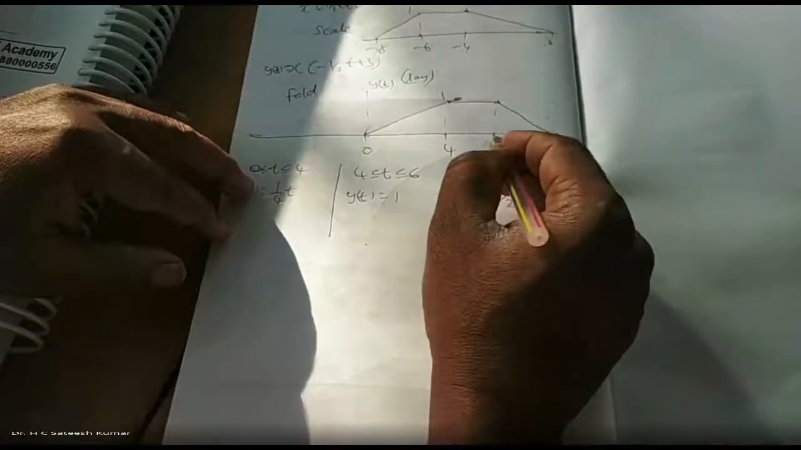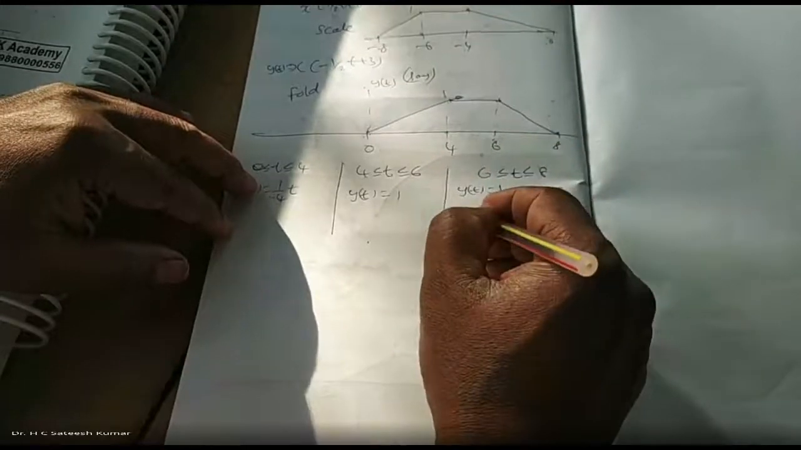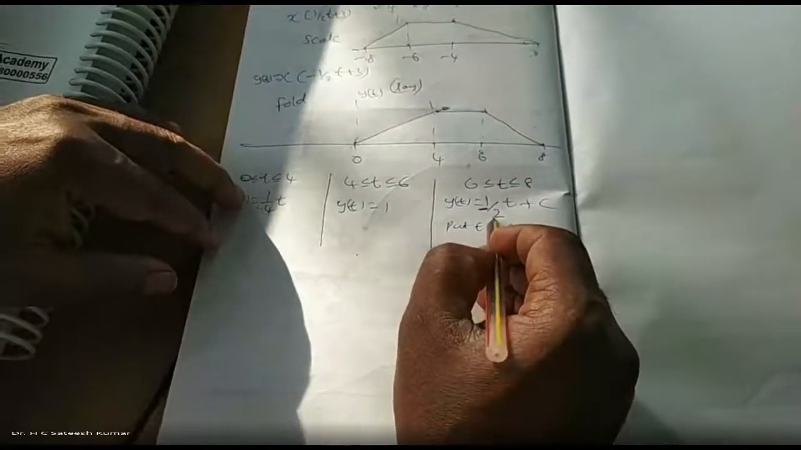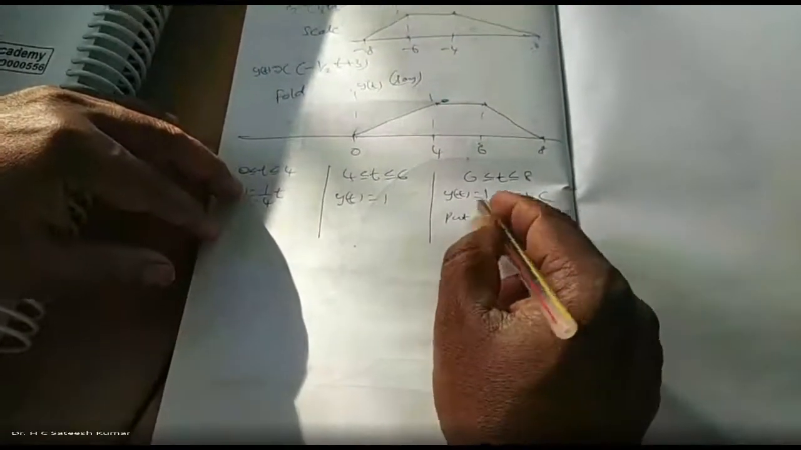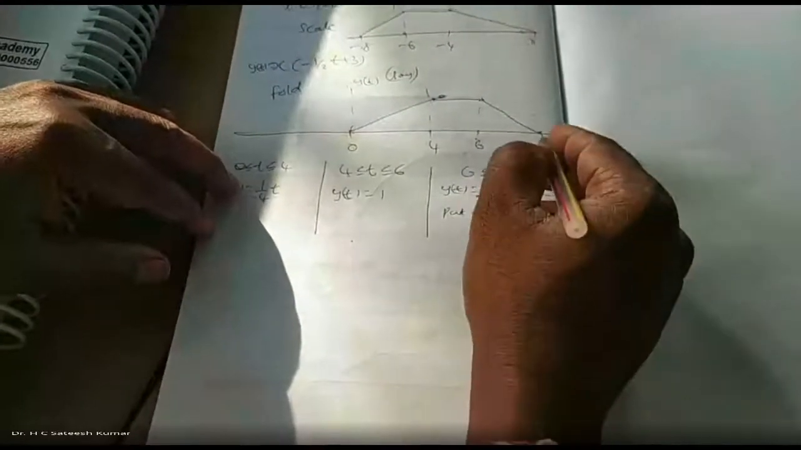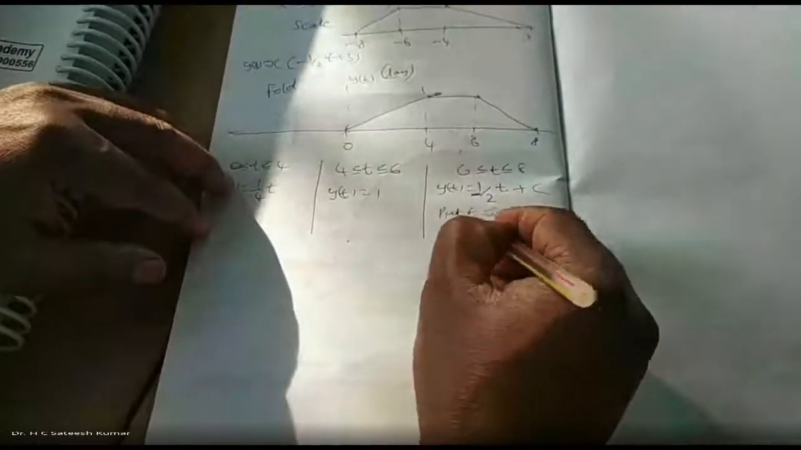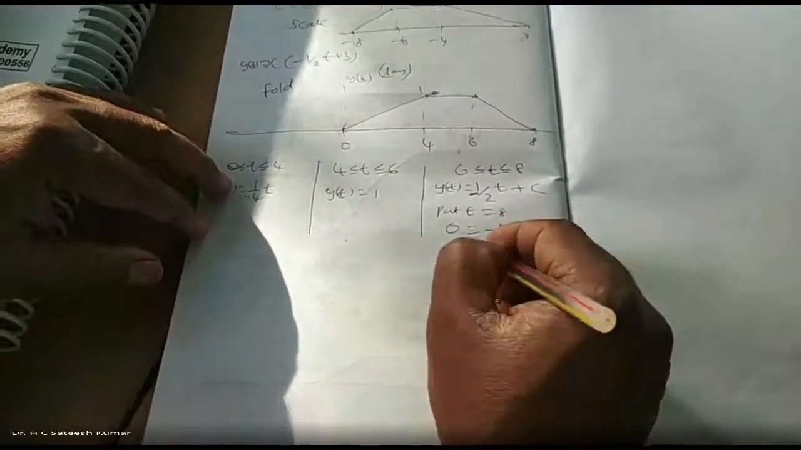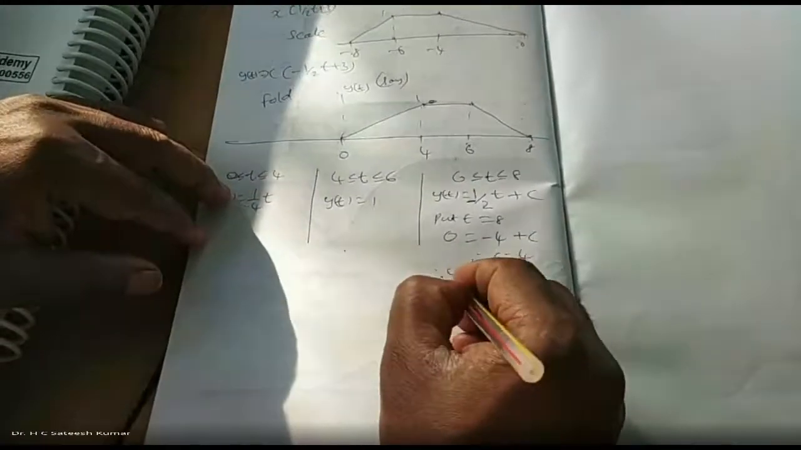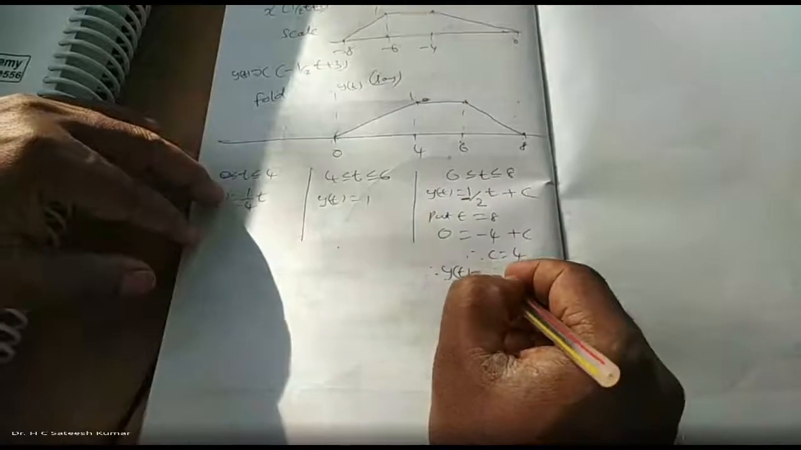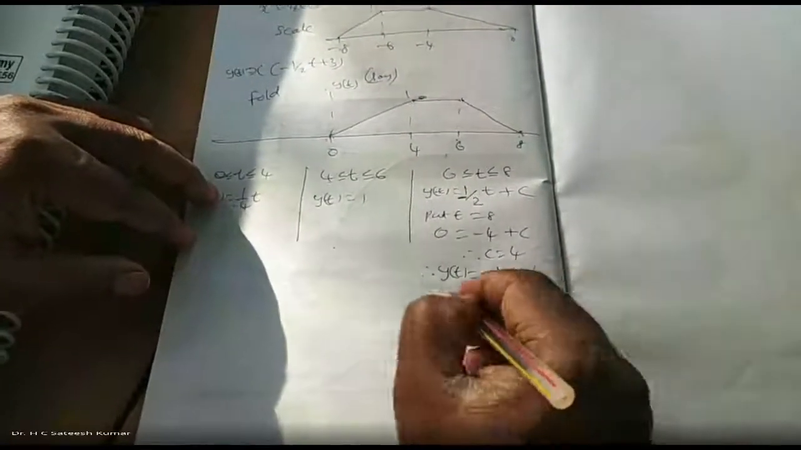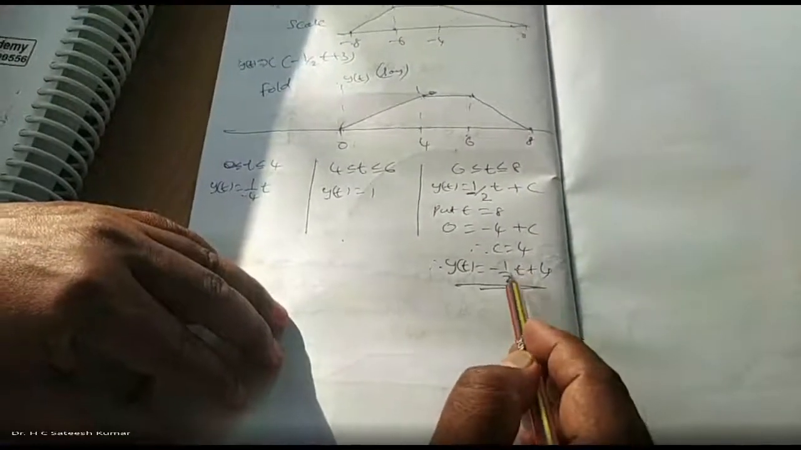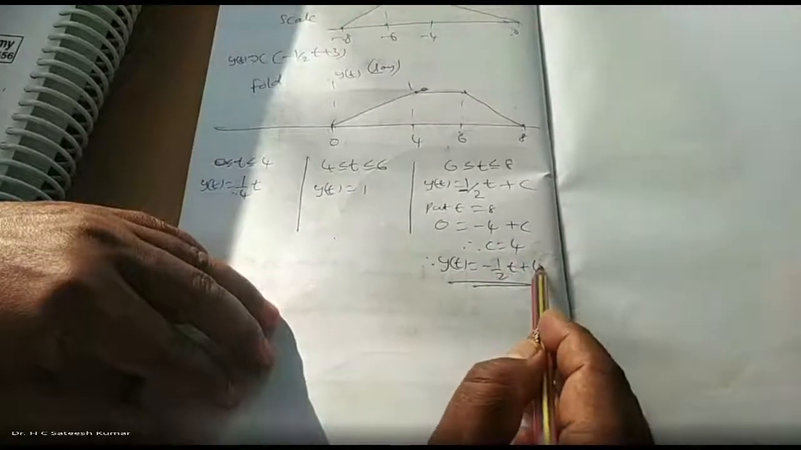Give any of the values, either 6 or 8. Easiest one is 8. Put t is equal to 8. When you put t is equal to 8, 8 divided by minus 2 means minus 4. At 8, what is the value of y of t? 0. Therefore 0 is equal to minus 4 plus c, so c is equal to 4. Therefore, the equation is y of t is equal to minus half t plus 4. Can you verify the answer? Put t is equal to 6. 6 by 2 is minus 3, minus 3 plus 4 is 1. So this is the value.